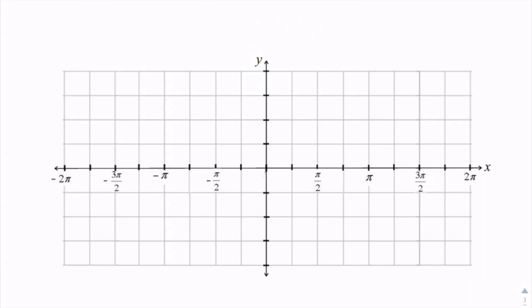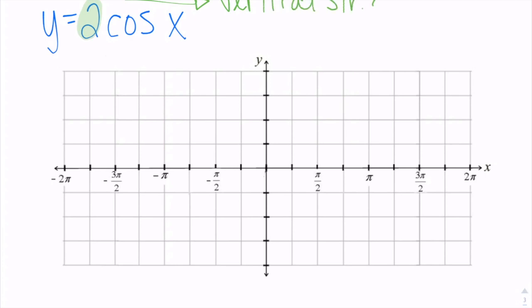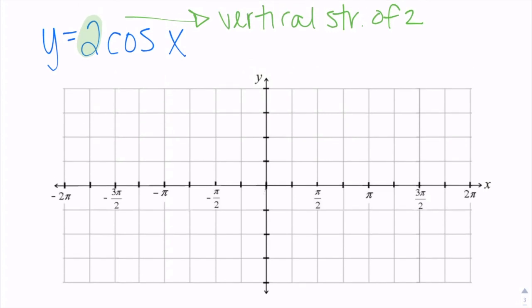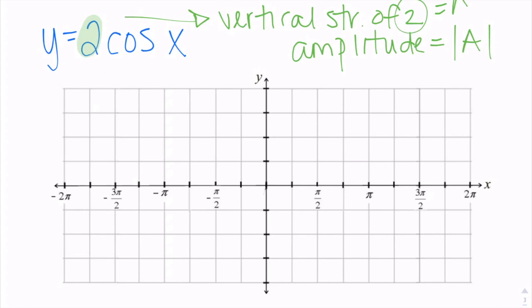And then the next graph is going to be y equals 2 cosine of x. And so this 2 right here is going to give us a vertical stretch of 2, which actually tells us our amplitude. Amplitude is equal to the absolute value of your a value, and this 2 is our a value. So in our case, it's the absolute value of 2, or just 2. And so that just tells you from the midline you're going to be going up 2 to your maximum point, or down 2 to your minimum point.